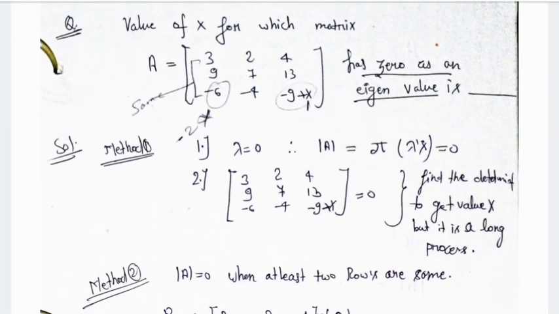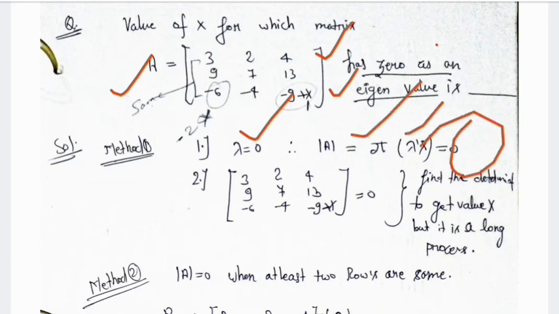Okay, now the next question is: the value of x for which the matrix A equal to 3, 2, 4 in the first row, 9, 7, 13 in the second row, and minus 6, minus 4 and minus 9 plus x in the third row has 0 as an eigenvalue. This means one eigenvalue is 0, so we can easily say that the determinant of the matrix is 0. Why? Because if any eigenvalue is 0, then the determinant, which is equal to the product of eigenvalues, is 0.